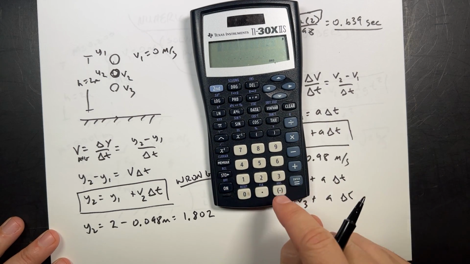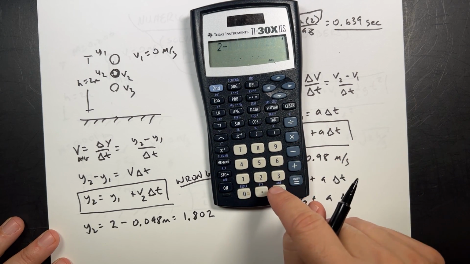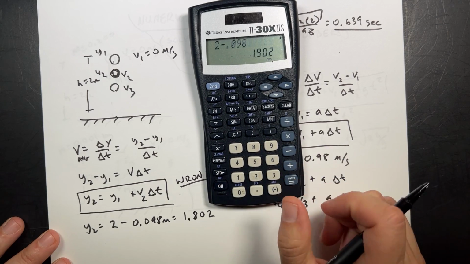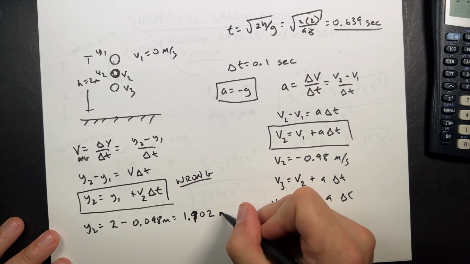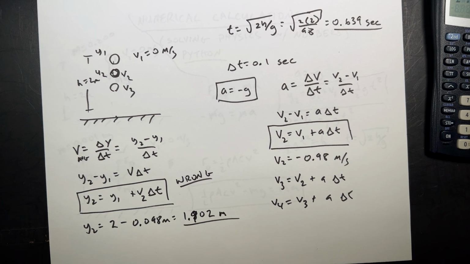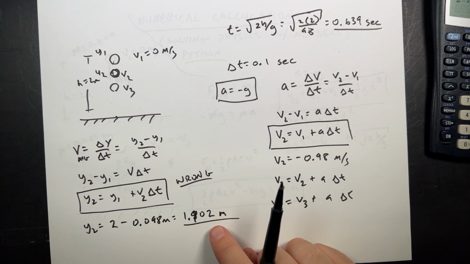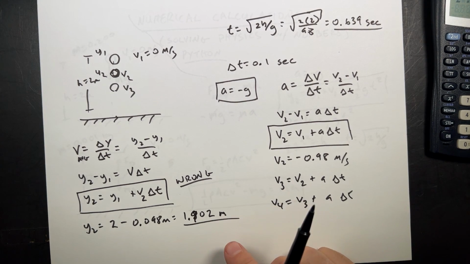Sometimes, just like, I think that's right. 2 minus 0.098 equals, yeah, 902. That's the wrong answer. I just want to make sure that that's clear. That's the wrong answer, but it's only kind of wrong.